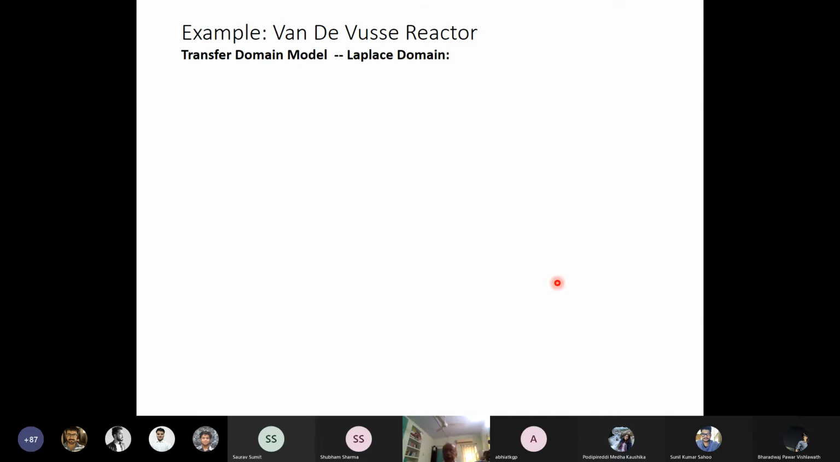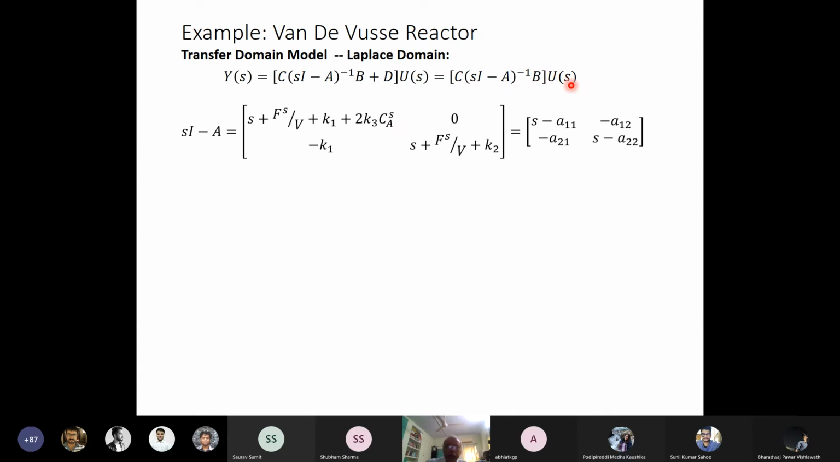And from this linear state space model, I can convert to a transform domain model by writing this equation: Y(s) is equal to [C(sI minus A) inverse B plus D] U(s). Since D is equal to 0, this will be C into (sI minus A) inverse B U(s). And I know sI minus A, so I will write it, which will be s minus A11, minus A21, minus A12, s minus A22.